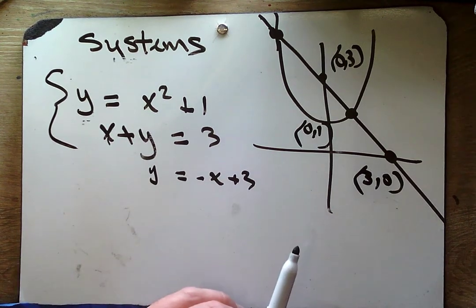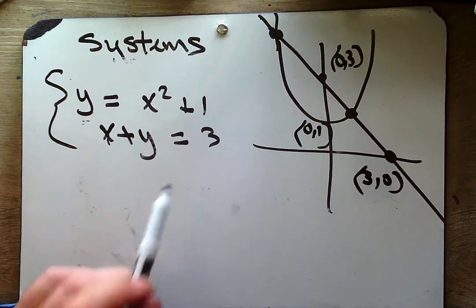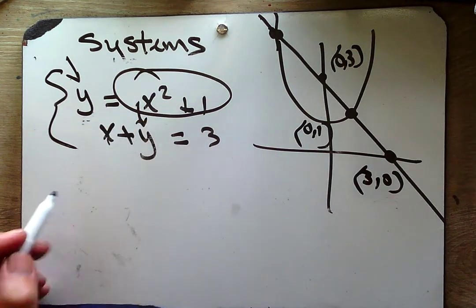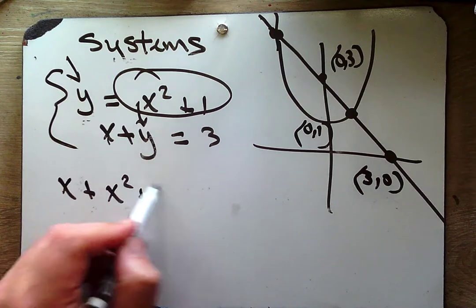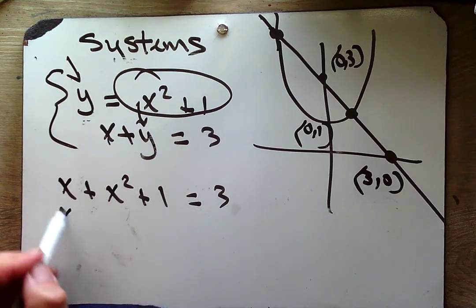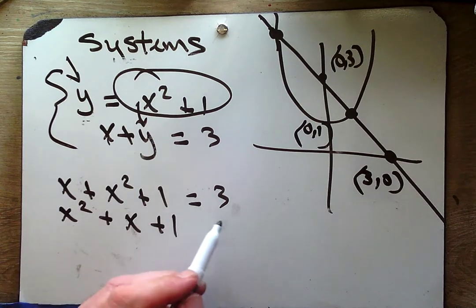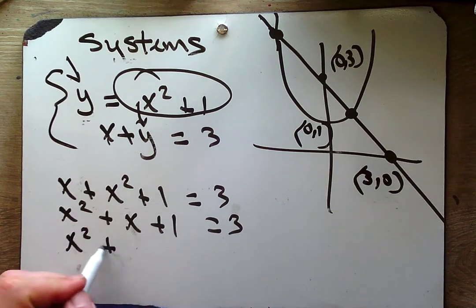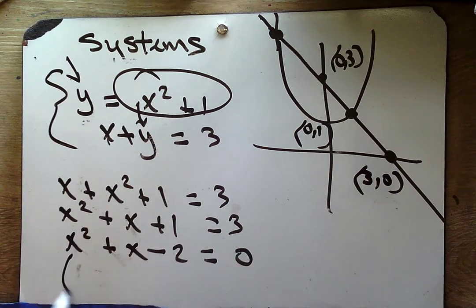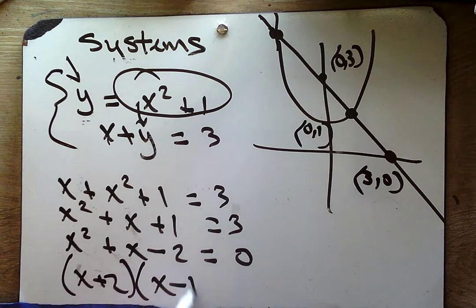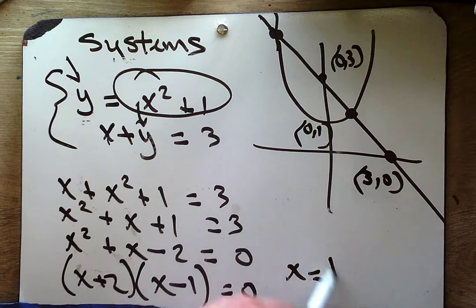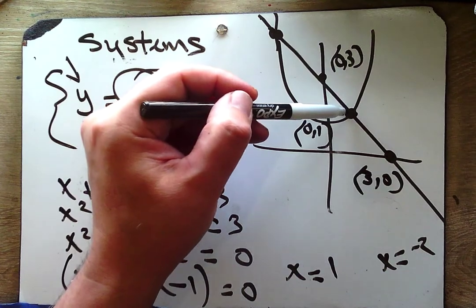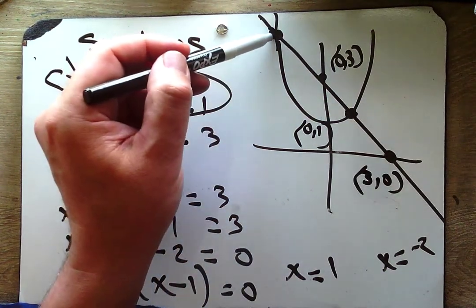Okay, so I thought about doing this with substitution. I know what y is equal to, so I'm going to plug it in for y. So x plus x squared plus 1 equals 3. I do like writing these in descending order, but I also see that it's a quadratic, which means everything has to come over. x squared plus x minus 2 equals 0. And yes, this will factor as (x plus 2)(x minus 1). And so I get x equals 1, and x equals negative 2. And that makes sense here. I have a positive x and a negative x.